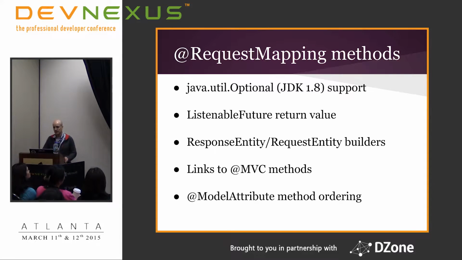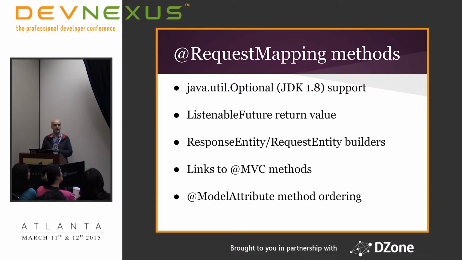Now, a few things around request mapping methods. First of all, with Java 1.8, anybody on Java 1.8? Okay, a couple of lucky souls. So JDK 1.8 has this type called java.util.Optional, and that allows you to represent something which may or may not be available. So instead of checking for null, you use this optional type.